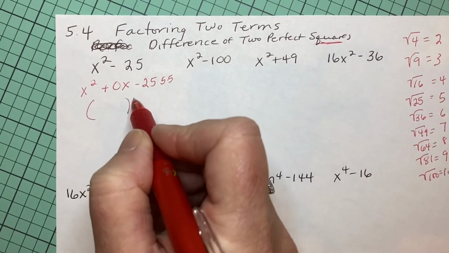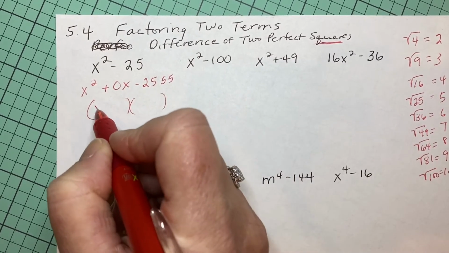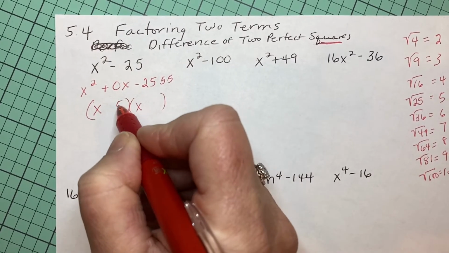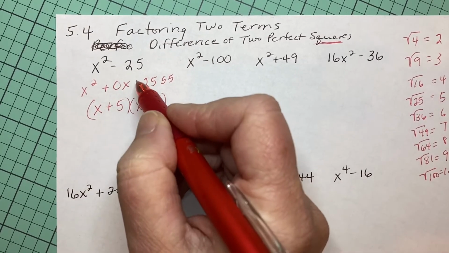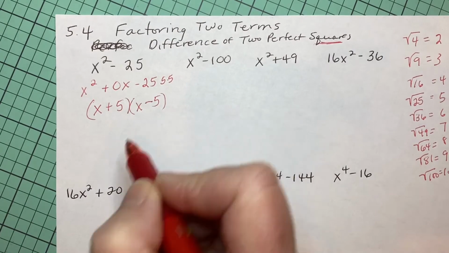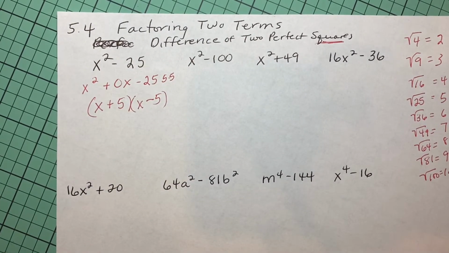So we would use our 2 parentheses like we did before. We'd have our x and x, our 5 and our 5. First sign would come down. And we're subtracting, so the signs have to be different. So you can use that trinomial, but you have to think about having that 0x there in the middle.